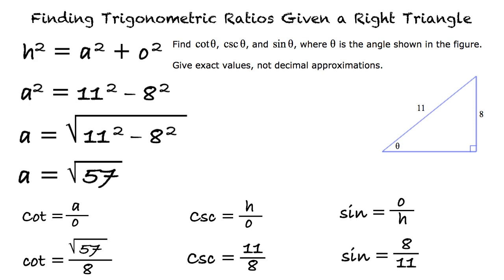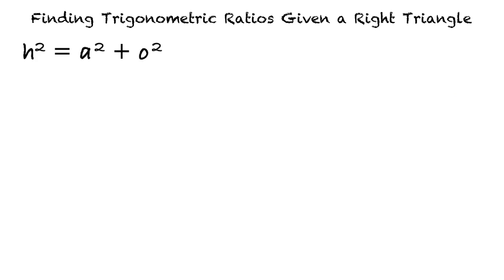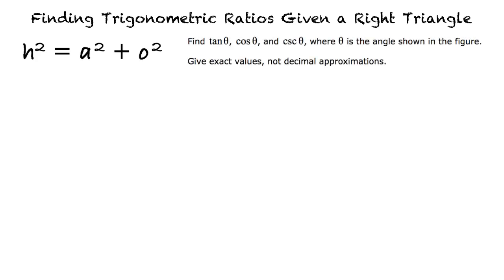Okay, I think I'm starting to understand this topic, but can we do another quick example just to be sure? Sure. Let's look at the example problem. Find the tangent of theta, cosine of theta, and cosecant of theta, where theta is the angle shown in the figure. Give exact values and not decimal approximations.